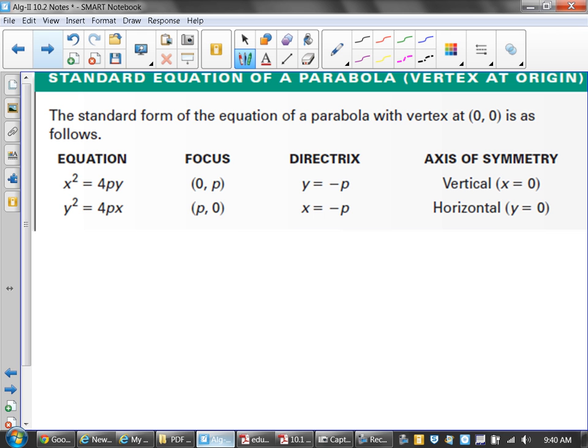So we have two basic equations. We have an x squared parabola, which we all know as up like a cup or down like a frown.